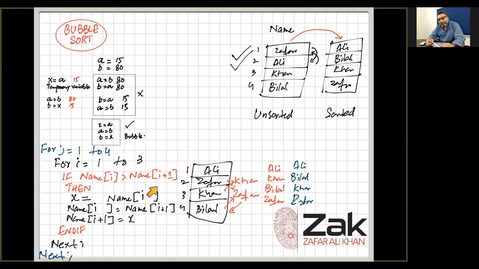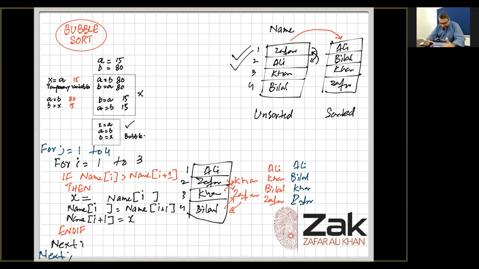So this is regarded as an inefficient sorting algorithm, but this is what we meant by bubble sort, that we have sorted the whole array in ascending order. That is how the bubble sort works.